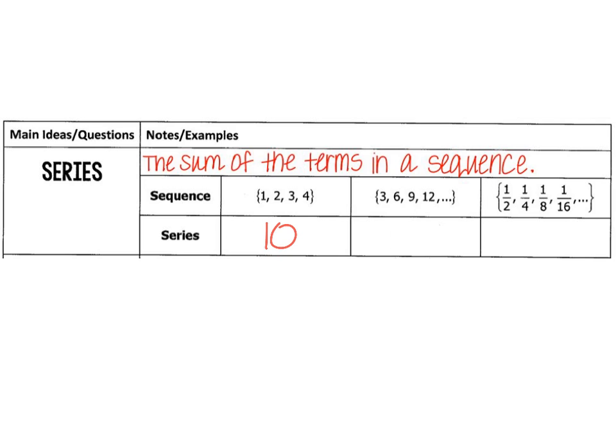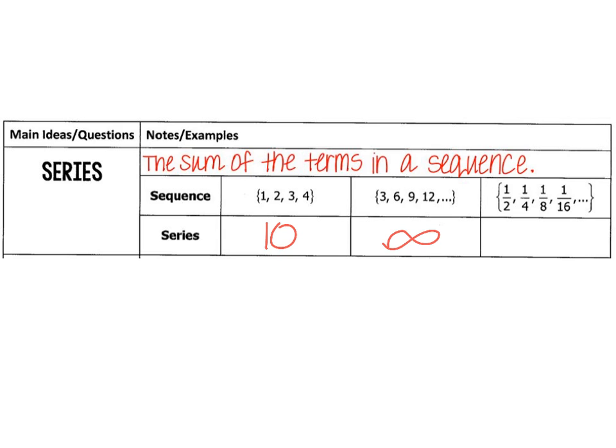Now, this one right here, we've got 3, 6, 9, 12, and this ... can be a little deceiving. It's increasing and it goes on forever. If we keep adding bigger numbers together, it's going to get bigger and bigger. So we would call this an infinite series, and we would use the infinity symbol because it's going to get infinitely bigger.